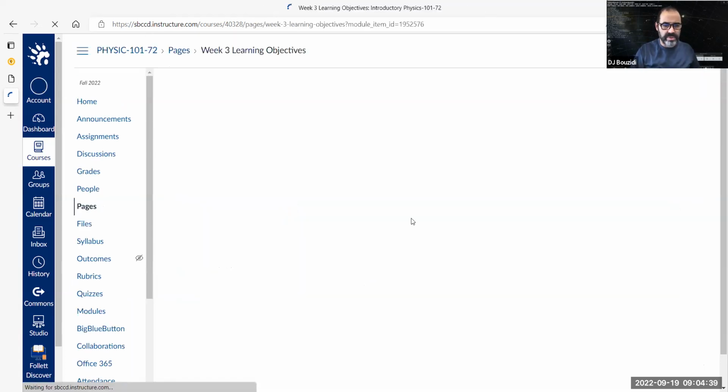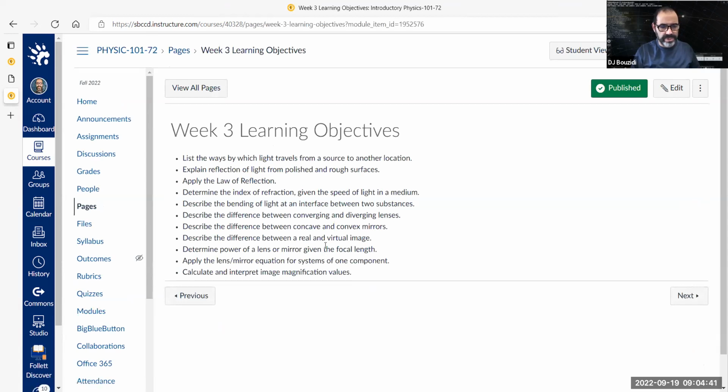So let's get into the objectives for this week. They are listed here. We're going to talk about the nature of light. We'll try to understand what light is, taking it in a historical context. Then we're going to look into the law of reflection and how we apply it, and the law of refraction and how we apply it. Those are the two laws I've been talking about.